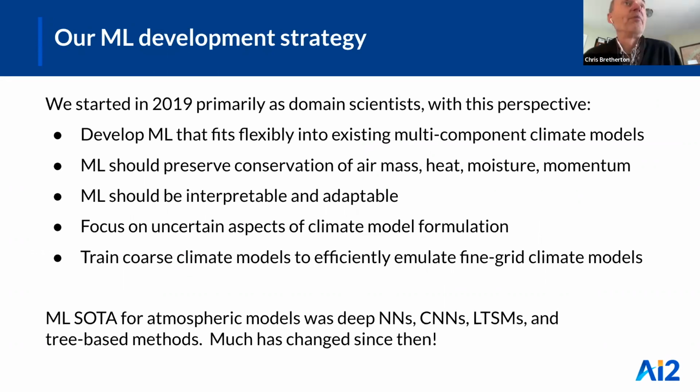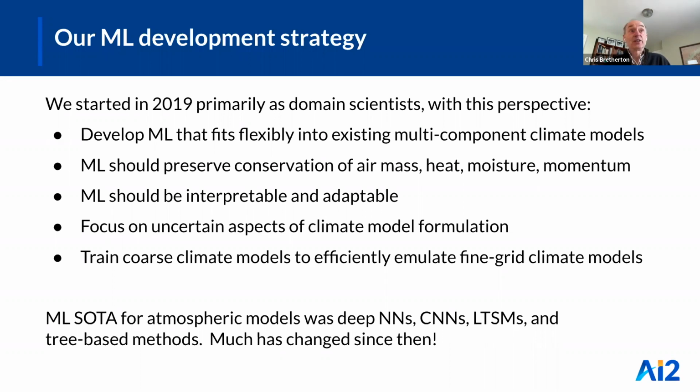So our group started with some somewhat unique characteristics. We started primarily as domain scientists who knew something about machine learning without being real experts. So the perspective that we took was that of wanting the things that domain scientists want. We wanted to develop machine learning that fits flexibly into existing climate models. There's a huge amount of human effort that's gone into developing climate models. And although it would be nice to make revolutionary change, a way to make evolutionary change is to build tools that can slot into what they have already done without completely making what they've done no longer useful.